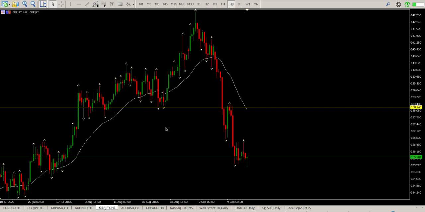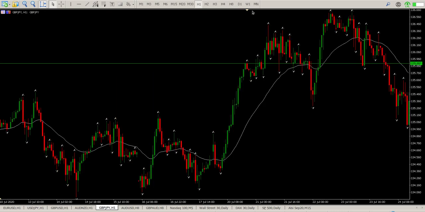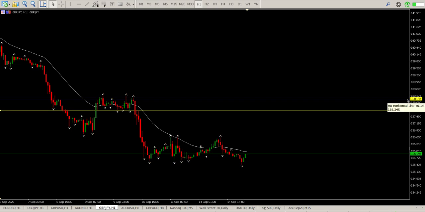Okay, British pound, Japanese yen. Nothing much going on here. We're still waiting for some kind of a bounce back up to the upside, and haven't seen it just yet. What we're looking for is to get short again, but what is transpiring here is we are range bound.